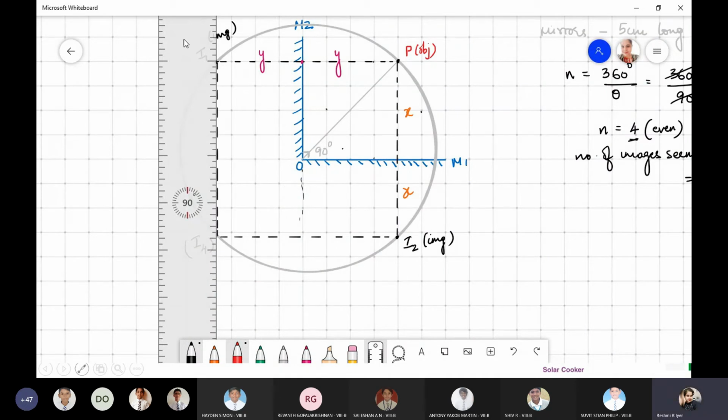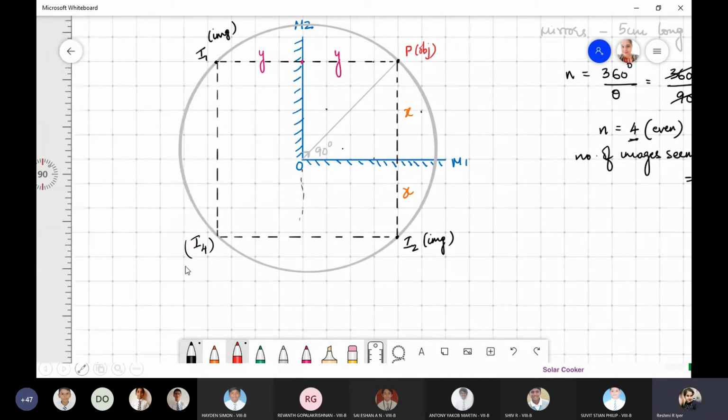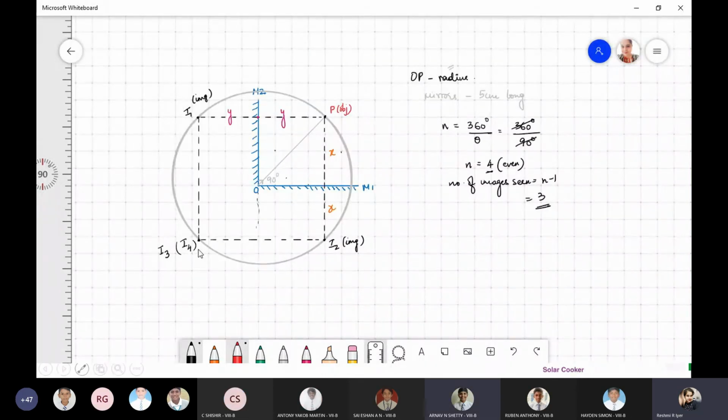Okay, and I1 forms the image. Sorry, I1 is the object. Mirror 1 forms I1's image as I3 at this point. Is everybody clear? Okay, good. So what have we done? We have got the location of our images.